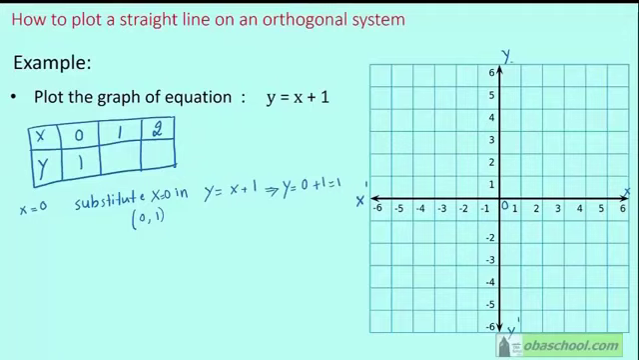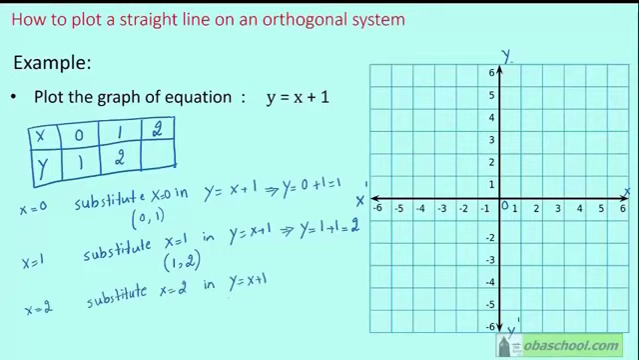For example, when the value of x equals 1, we have to substitute it in the equation, which is y equals x plus 1, y equals 1 plus 1, y equals 2. The second coordinate will be (1, 2). Now, if x is equal to 2, then y equals x plus 1, y equals 2 plus 1, then y equals 3. So the last coordinate will be (2, 3).